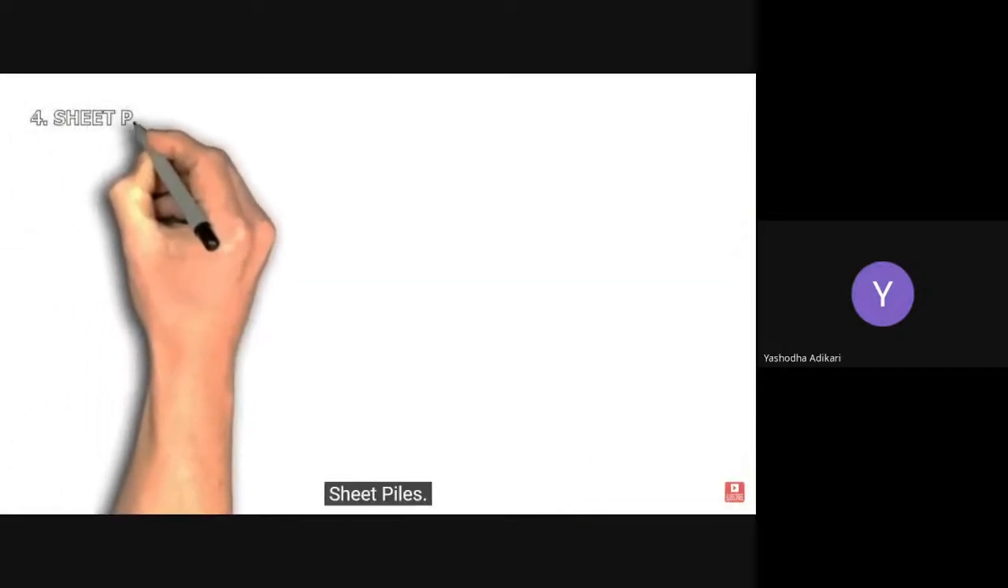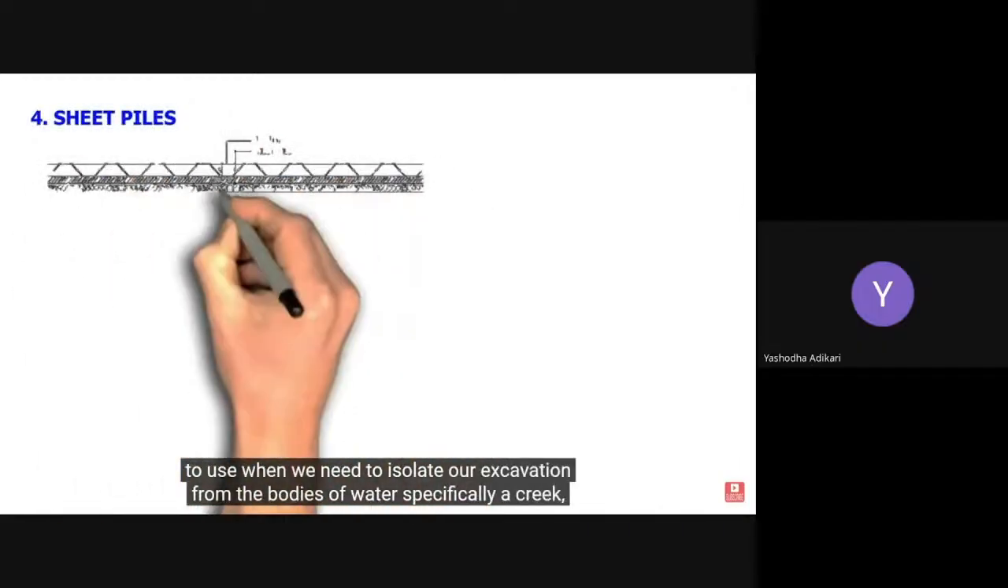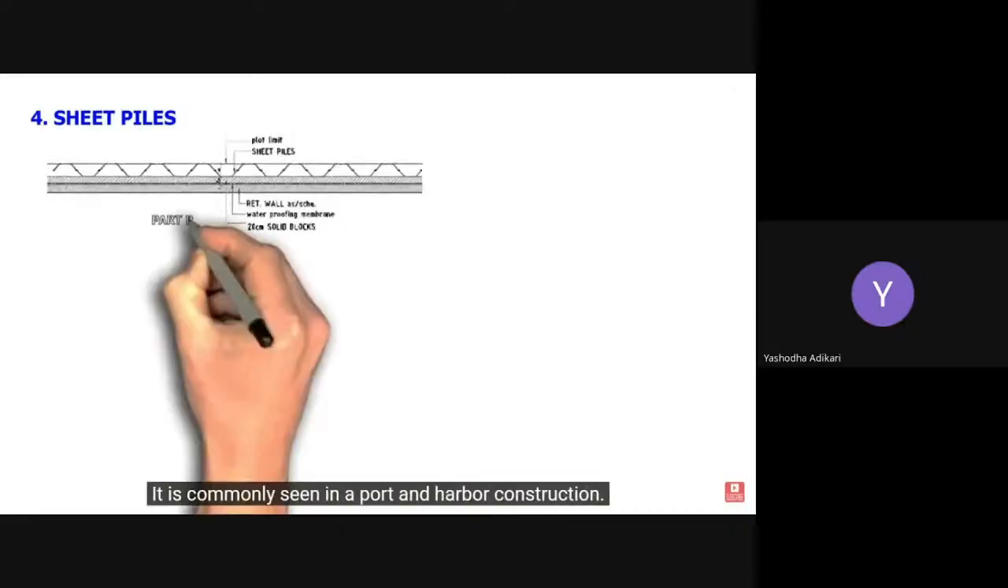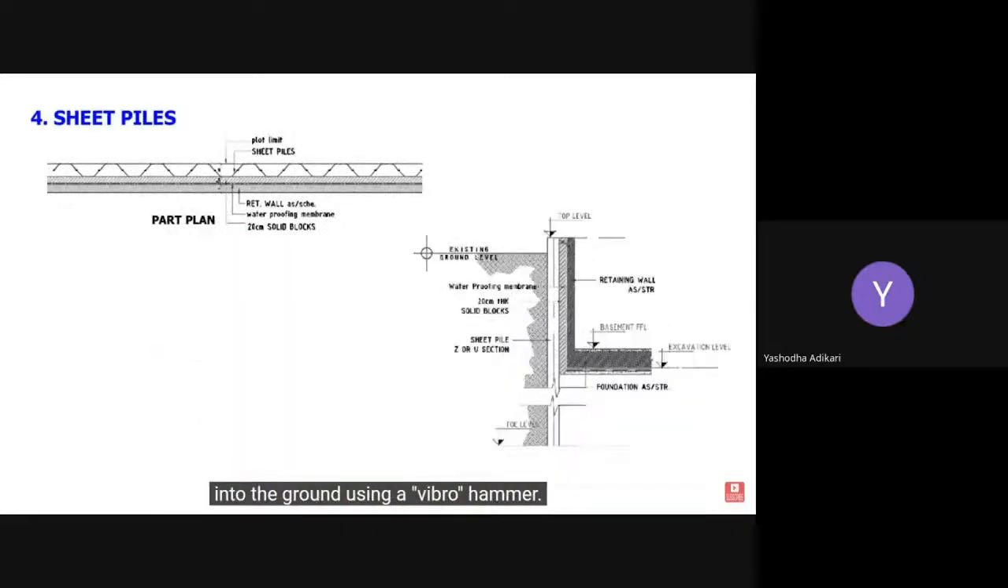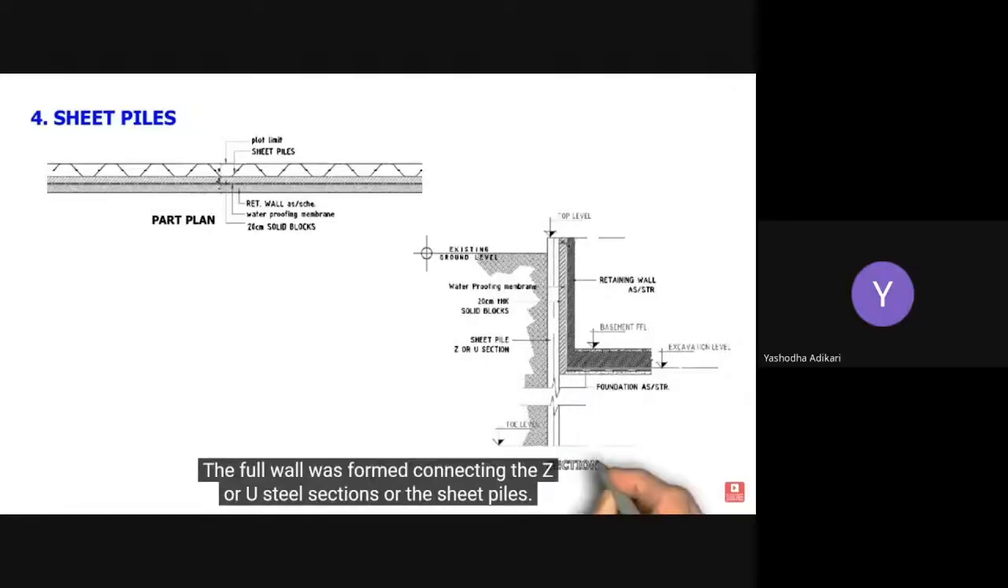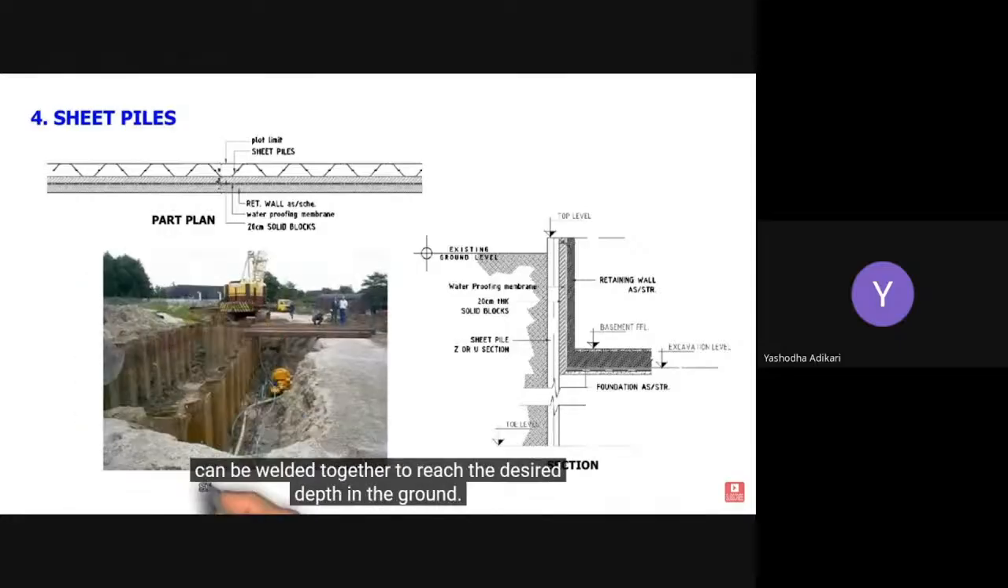Number 4. Sheet piles. Although it can be used to retain soil in soil excavations, this type of shoring is used for excavations from the bodies of ponds or on a seaside. It is commonly seen in port and harbor construction. Similar to soldier piles, it can be constructed by driving using a vibro hammer. The full wall is formed by connecting the Z or U steel sections of the sheet piles. Depending on the depth of excavation, the ends of the sheet piles, if not long enough, can be welded together to reach the desired depth in the ground.